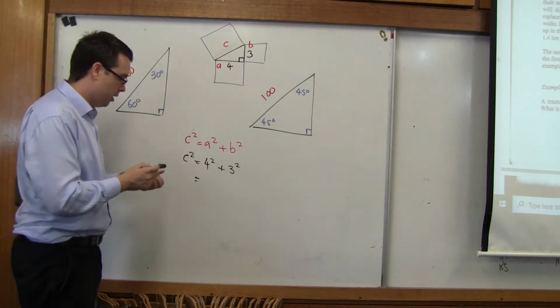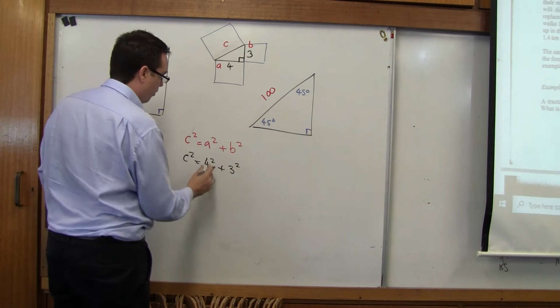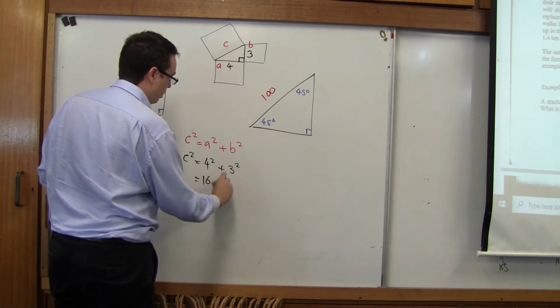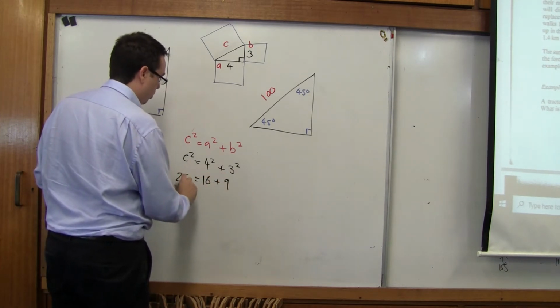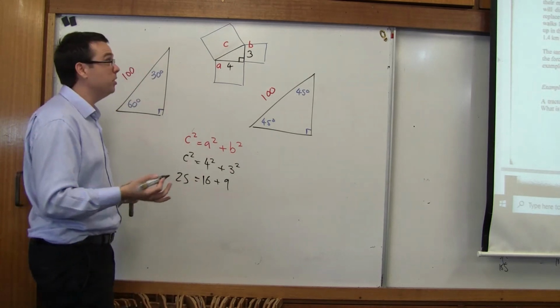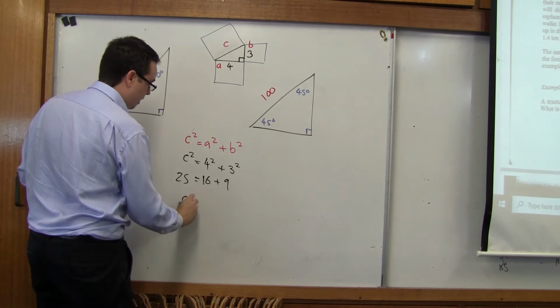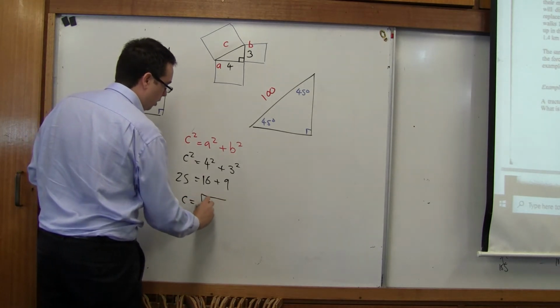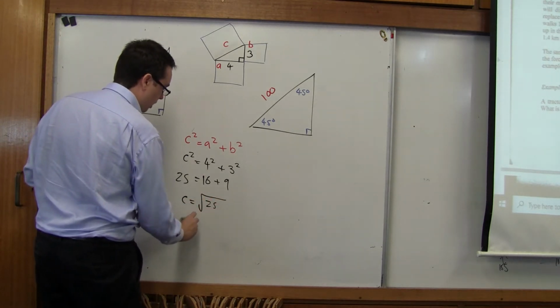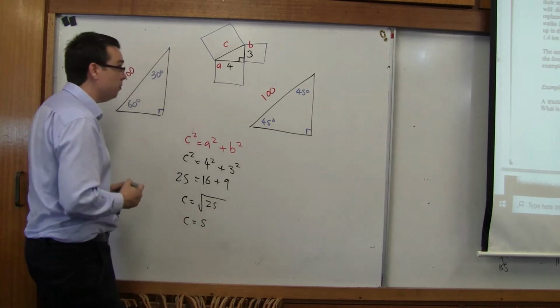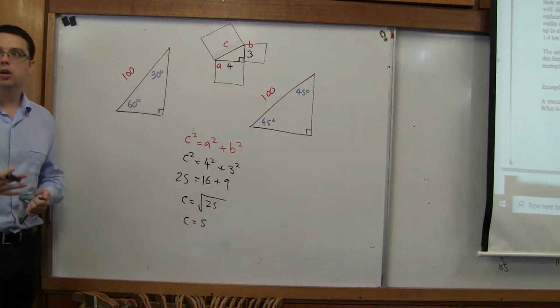We can see that, in this case, 4 squared is 16, plus 3 squared is 9. That gives us 25. 25 happens to be 5 squared. So we can say that C equals the square root of 25. So C equals 5. Okay, so most people are pretty comfortable with that.